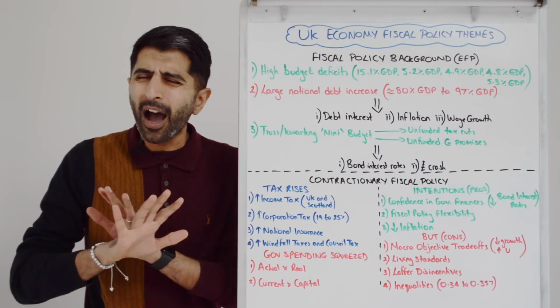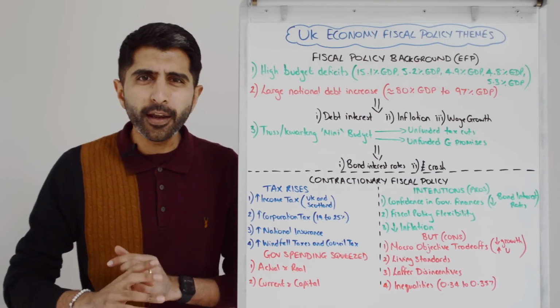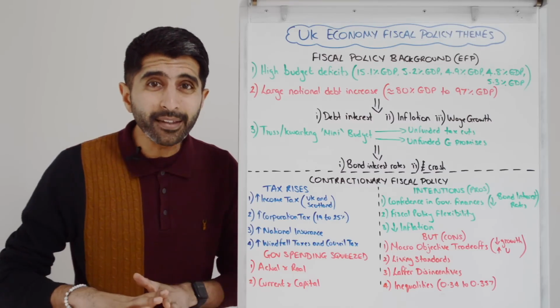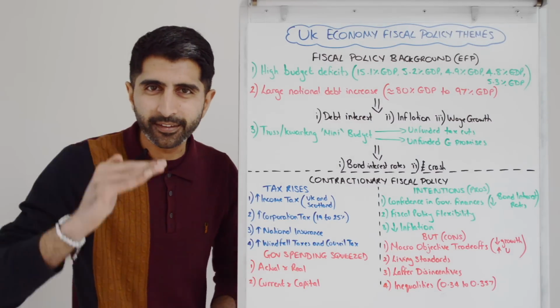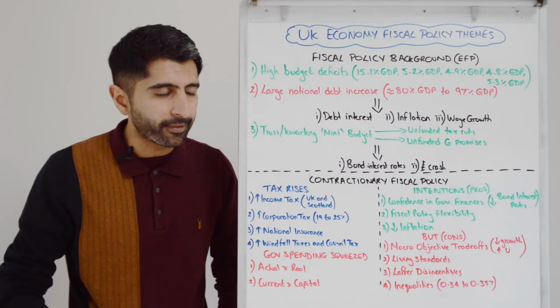And even though we've seen a couple of tax cuts in recent years, for example, national insurance for employees has been cut initially from 12% to 10%, and then from 10% to 8%.